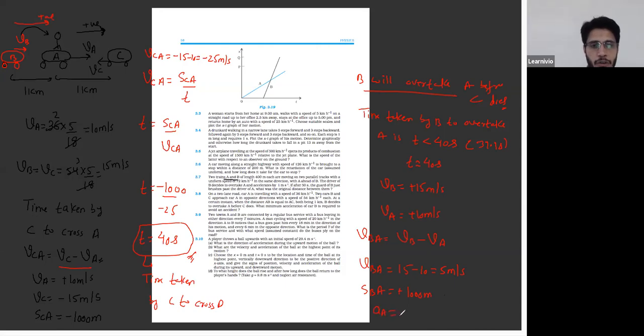Acceleration of A is 0, but acceleration of B is what you have to calculate. That's unknown. I will need relative acceleration of B with respect to A, which is AB minus AA. So that's AB minus 0. That's AB. So your ABA is AB. To calculate displacement, use this equation.